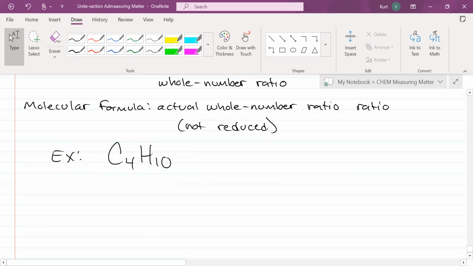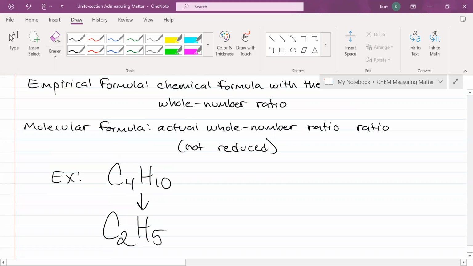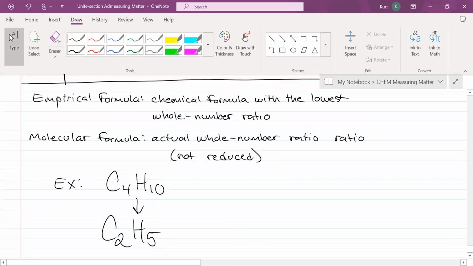So now you say it can't be reduced. Look at numbers 4 and 10. She says C2H5. So it can be reduced to C2H5. That is correct. Can it go any lower than that? Not really. So based on the definitions here, Jade, which one is the empirical formula? C4H10 or C2H5? That's right. The C2H5 is the empirical formula, and the C4H10 is the actual formula that's not reduced. This is known as the molecular formula.